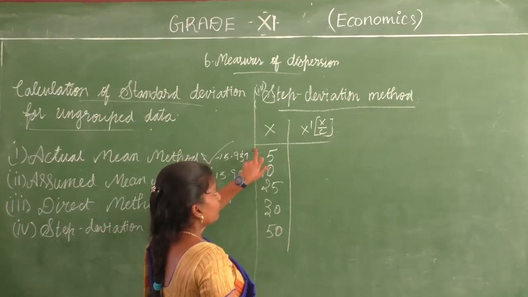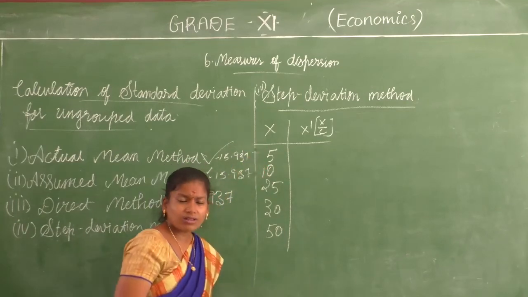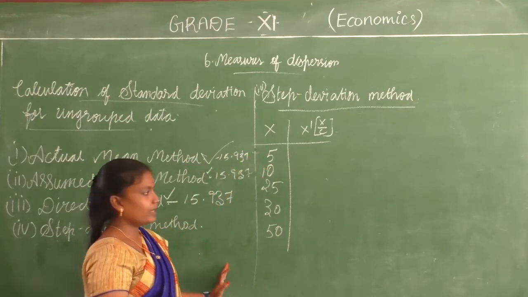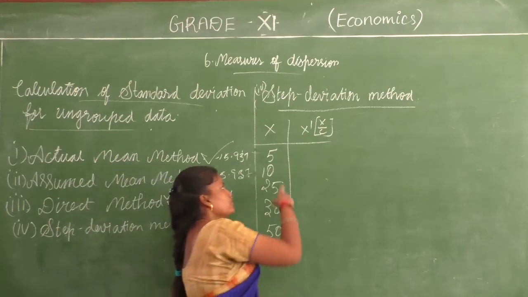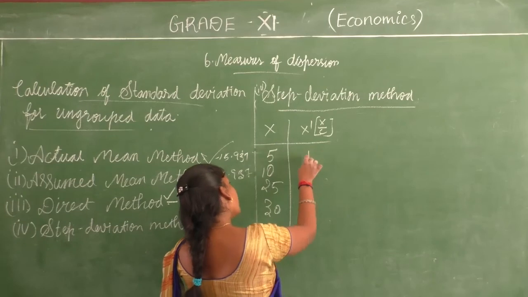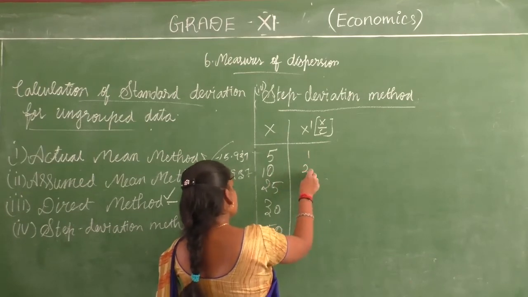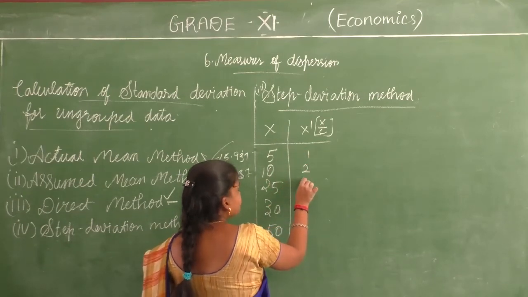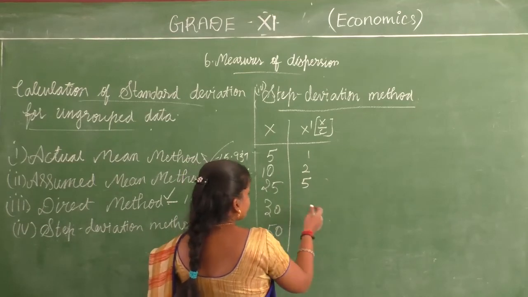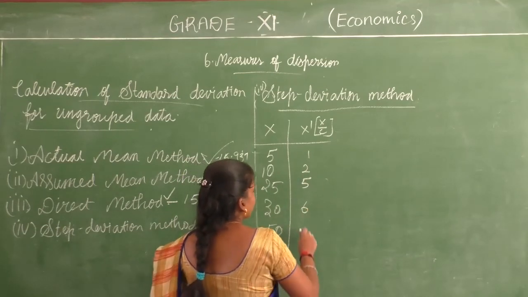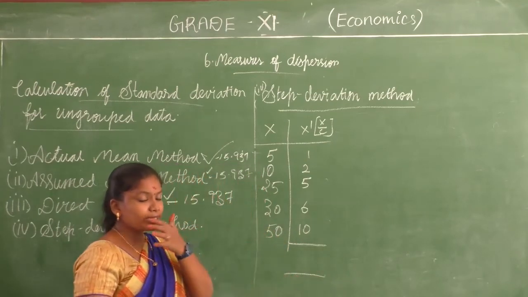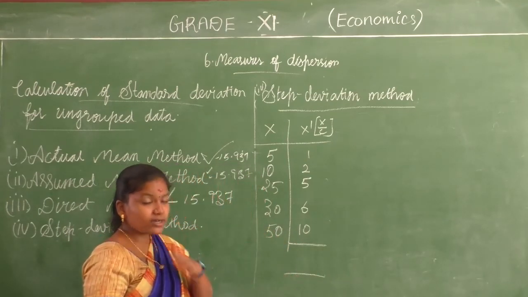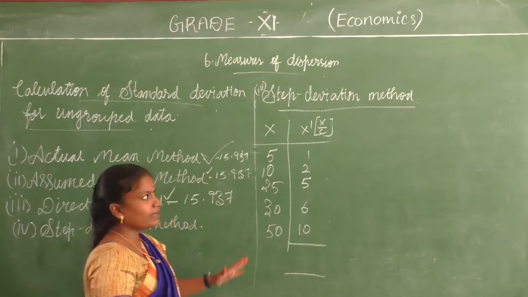50. Now, if you see, all these are multiples of 5. Yeah. So, what are we going to do? We are going to take the common factor as 5. So, 5 divided by 5, 1. 10 divided by 5, 2. 25 divided by 5, 5. 30 by 5, 6. 50 by 5, 10. Now, you need your arithmetic mean. First of all, what do you want? You want your arithmetic mean of what?